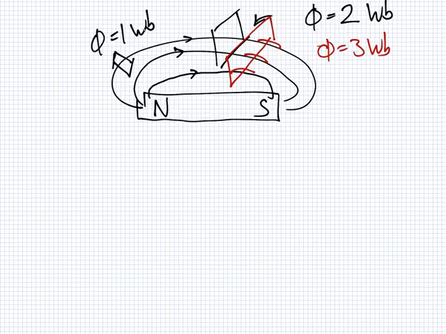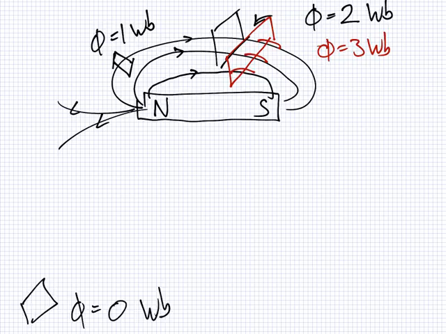So the problem with using Webers is that if you just make the area bigger, then you'll have a bigger number. So for this, it's important how big the area is and where it is. For example, if I put it here, then I have 0 Weber. So it depends on the location and the size.